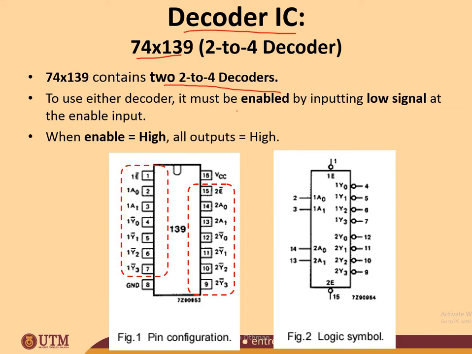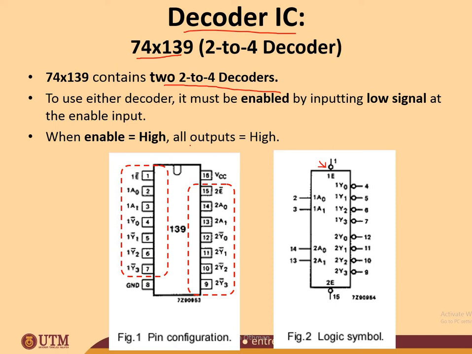What does it mean by this? This is what I explained just now, it is an enable active low. You can see that actually here. Active low, the bubble, right? So when enable is high, all outputs are high. When your enable has logic 1, because it is active low, right?